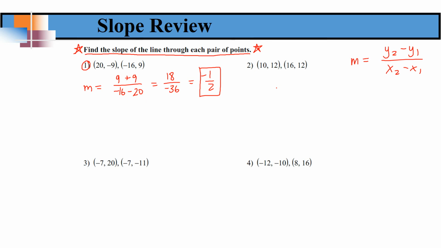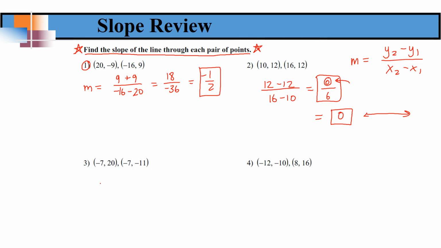Okay, now let's try number 2. In number 2, we're going to use the same formula, y2 minus y1. In this case, that's 12 minus 12 over 16 minus 10. You already can see that in the top, you're going to end up with 0. And in the bottom, you're going to end up with 6. Now, this is important for us to remember. In which case is the slope 0, and in which case is the slope undefined? When 0 is in the numerator, like you see here, that means that our fraction equals 0. 0 divided by 6 equals 0. However, we cannot divide by 0. 0 in the denominator leads to an undefined slope. Okay? Remember, a slope of 0 looks horizontal.